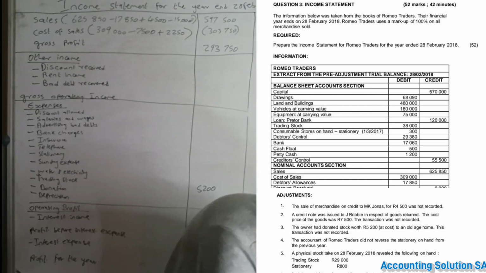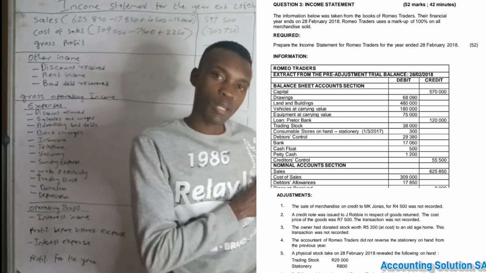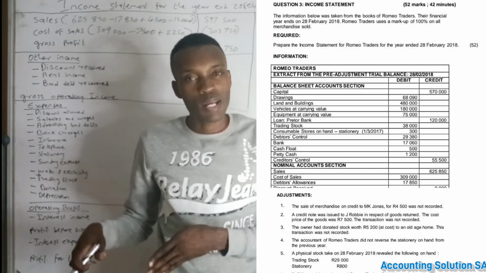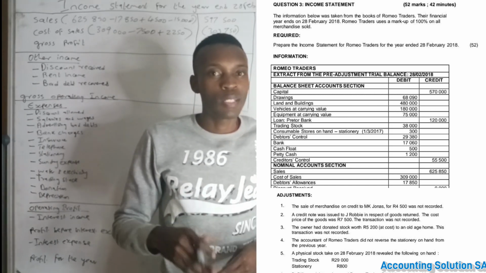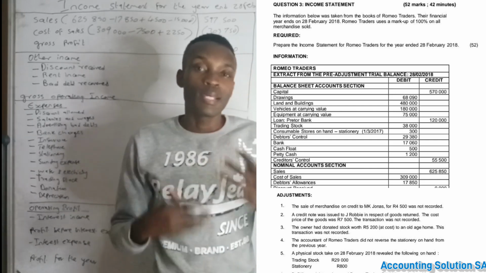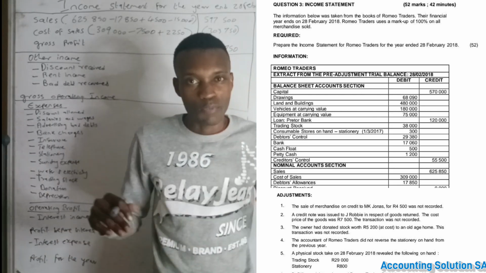Okay, then number 4, the accountant of Romeo Trader did not reverse a stationery on hand from the previous year. Okay, this is a follow-up of number 5. A physical stock taken on 28 February 2018 revealed the following on hand: a trading stock and stationery of 800. So we have to adjust that. Alright, so a stationery, guys, is very simple. What you have to do, you take the opening balance plus the one that you have under nominal account section. Opening balance, you're going to get it under balance sheet section. The one during the year is under nominal account section, and the closing balance is the one that we read under a transaction. You just add opening plus the nominal account section one and you subtract closing. Simple, 4 marks for free.